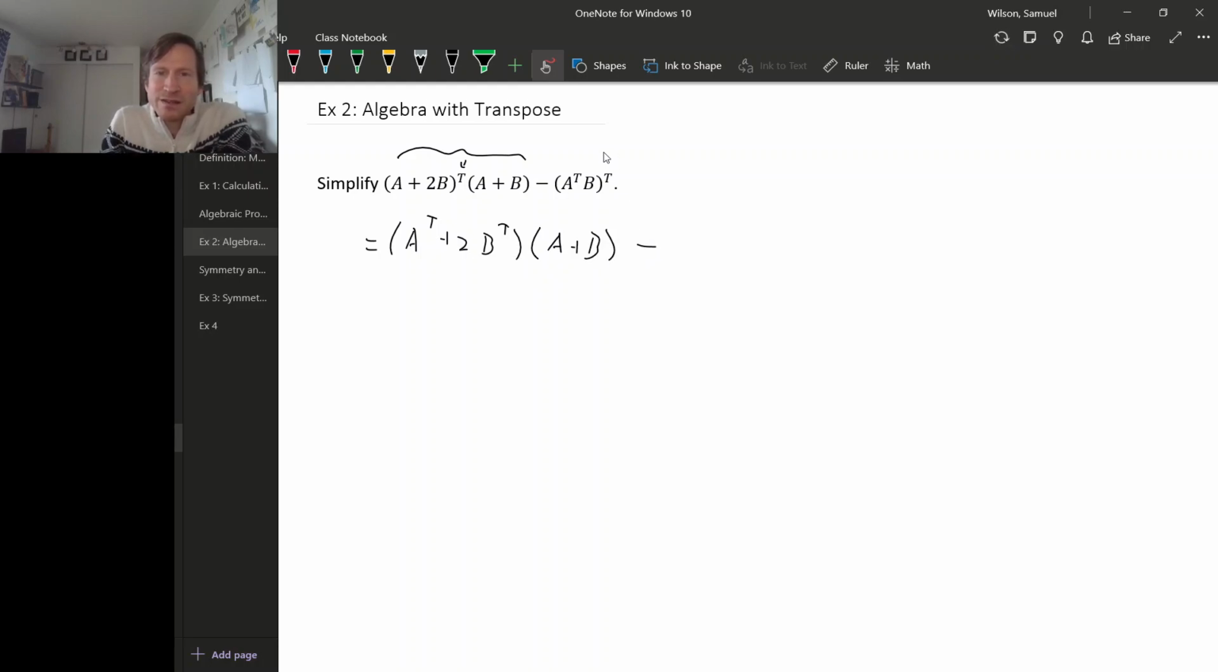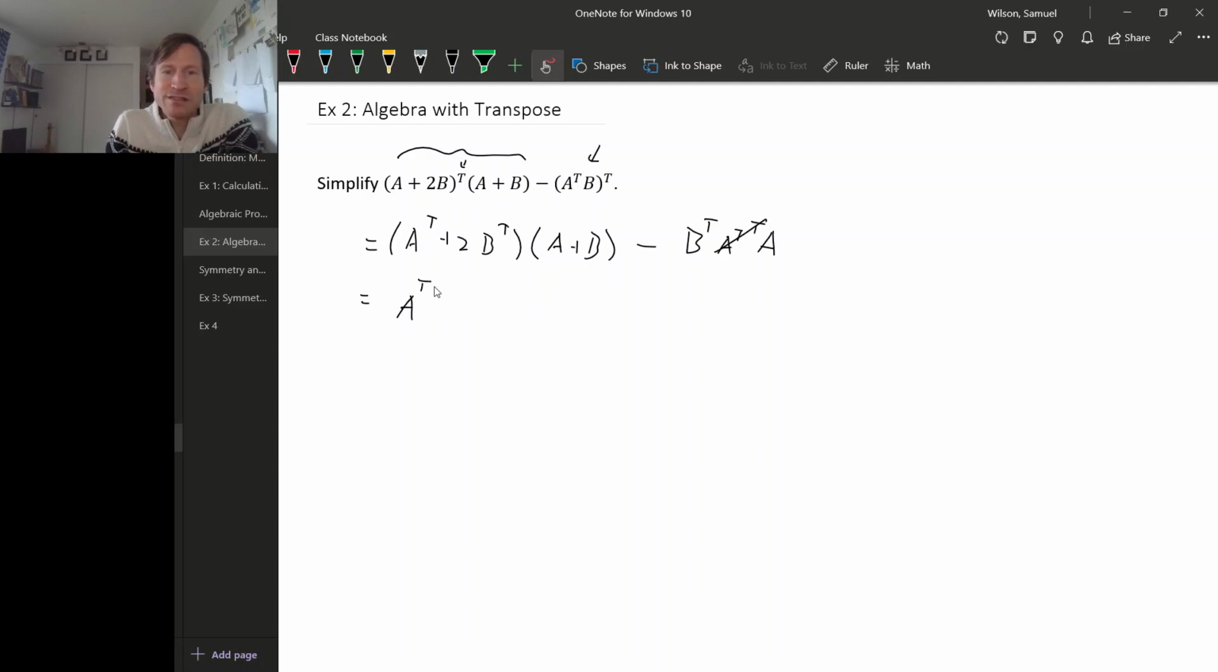minus, and for this part, remember the transpose of a product is the product of the transposes, but in the reverse order. So this is B transpose times A transpose transpose. But A transpose transpose is just A. All right. Now we can do this matrix product. But remember, when you're distributing this matrix product, don't accidentally reverse the order of any of the multiplications. Since the transpose versions are on the left, they will stay on the left when we multiply this out.